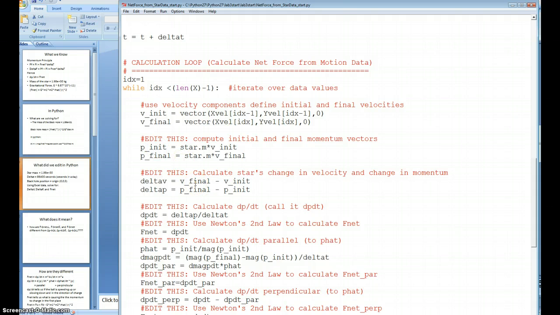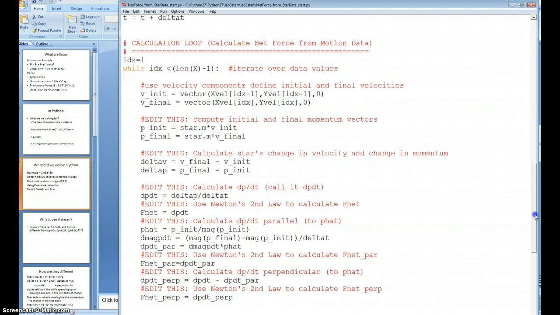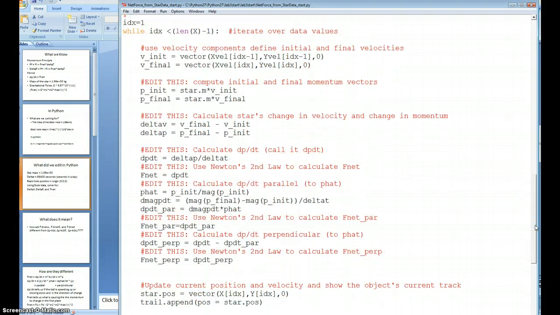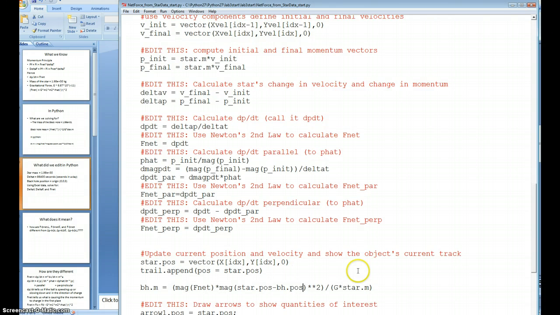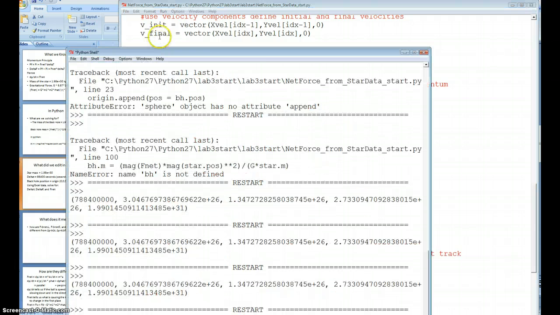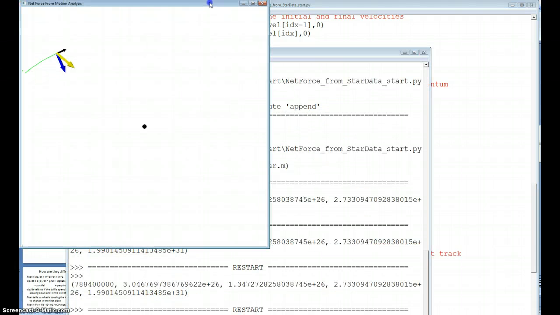And then down here, we finally get into the change of velocity and the change in momentum. And then we find dp, F net is equal to dp dt. And then ultimately, what we're really interested in solving for is down here. Once we have all of our information for F net, the position of the star, and the mass of the star, we can finally solve for the mass of the black hole. So if we run our Python program, we should get something that looks like this.